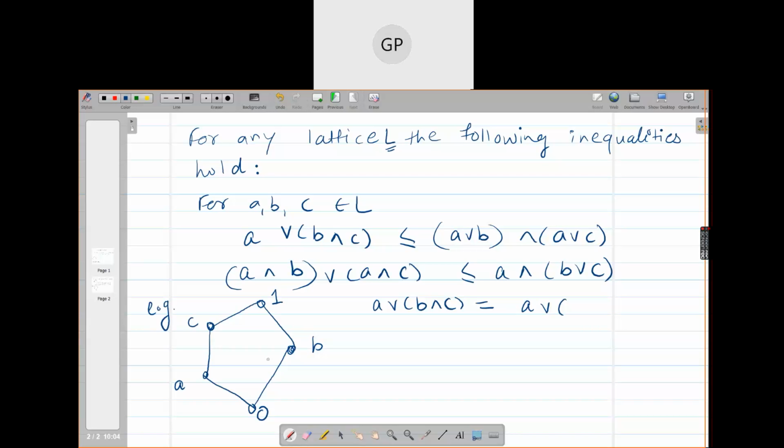So what is B meet C? You have to see the lower bounds of B and C. What are the common lower bounds of B and C?